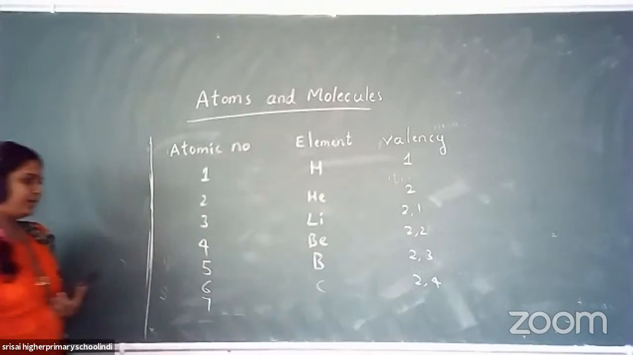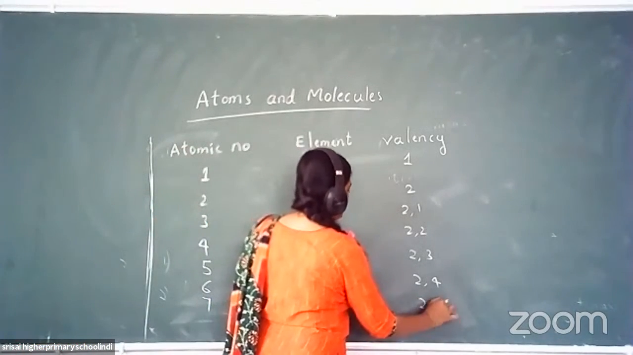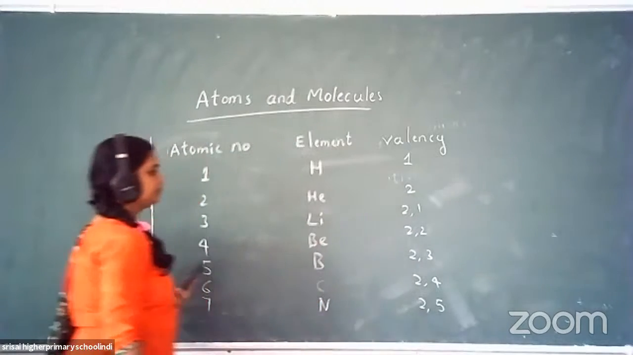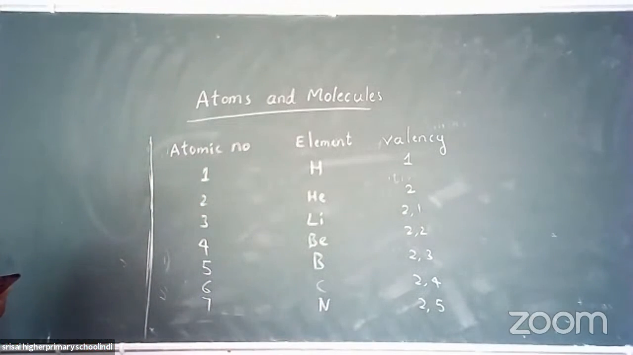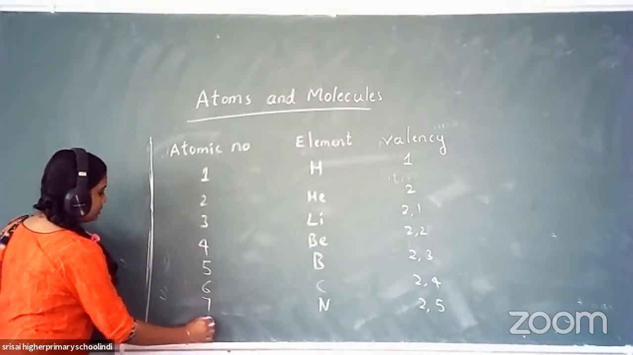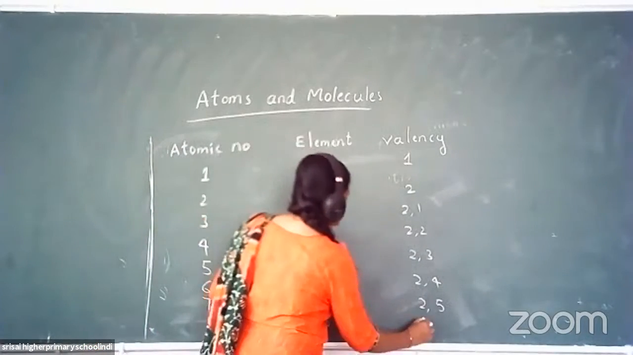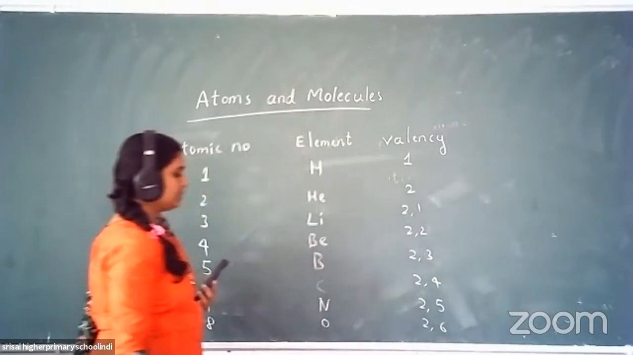Nitrogen. We write 2, 5. Then which is having the 8? Oxygen. Oxygen is having 8. Then how will you write here? 2, 6 we will write.